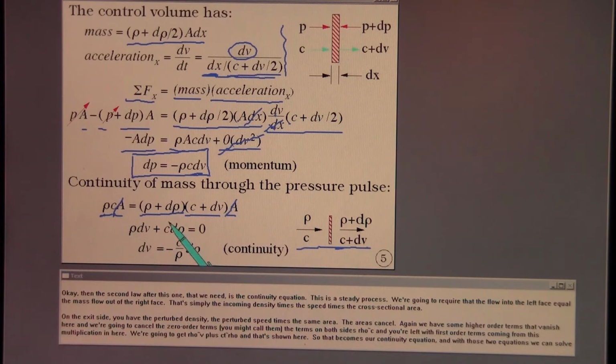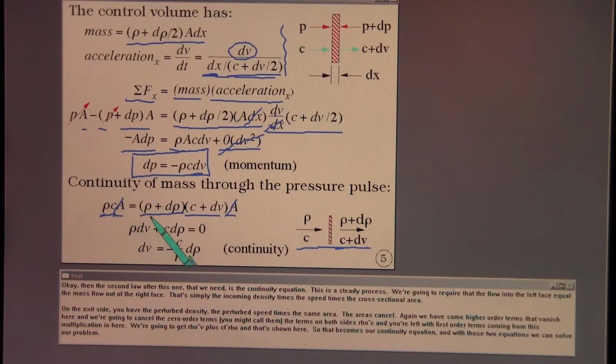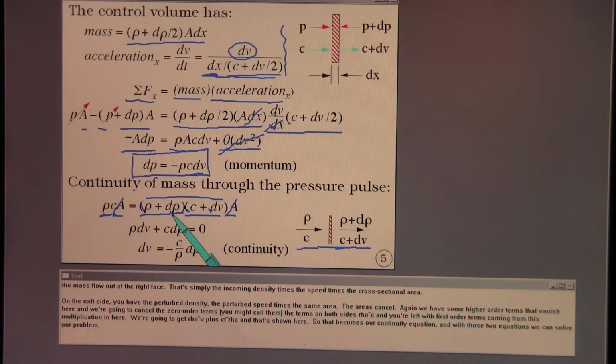Again, we have some higher order terms that vanish here, and we're going to cancel the zero order terms, you might call them, the terms on both sides that are rho c. Then you're left with first order terms all coming from this multiplication in here. You're going to get rho dv plus c d rho, and that's shown here. So that becomes our continuity equation, and with those two equations we can solve our problem.